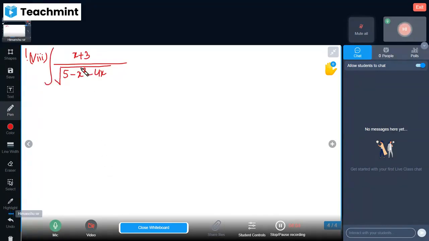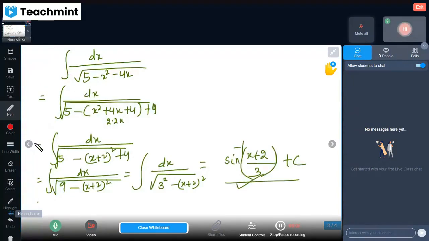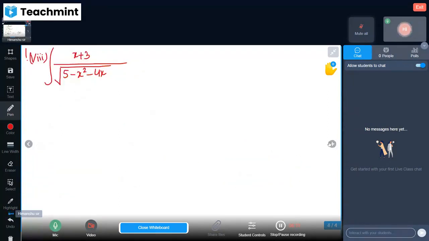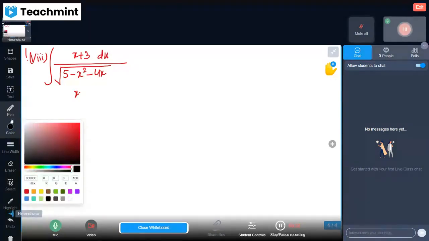Look here, x plus 3 is there. In the previous question it was nothing, just 1 was there, so some changes may be required. Look at x plus 3. First we have to transform this denominator to the square form, like in the previous one. So x plus 3 dx. Just do it with the black pen.